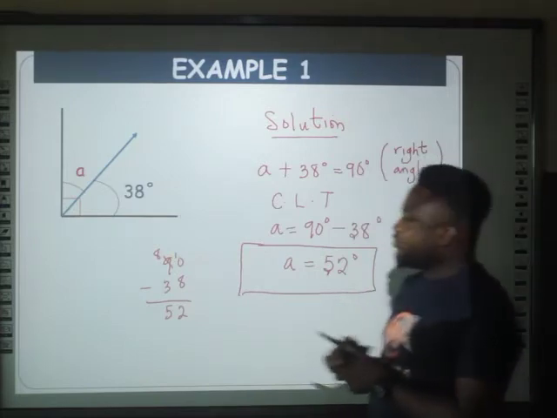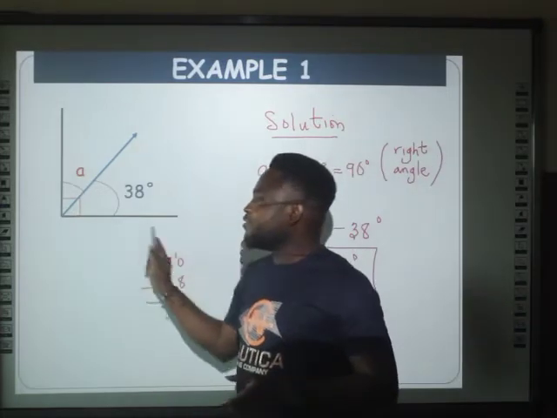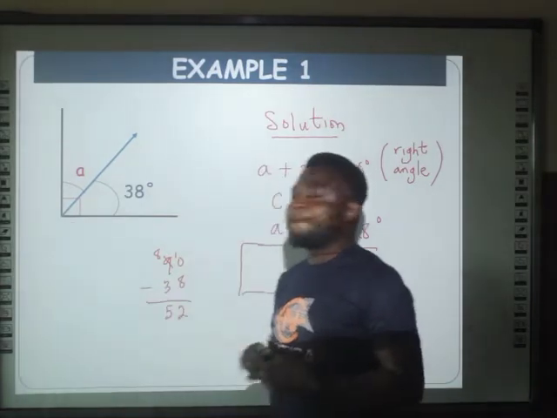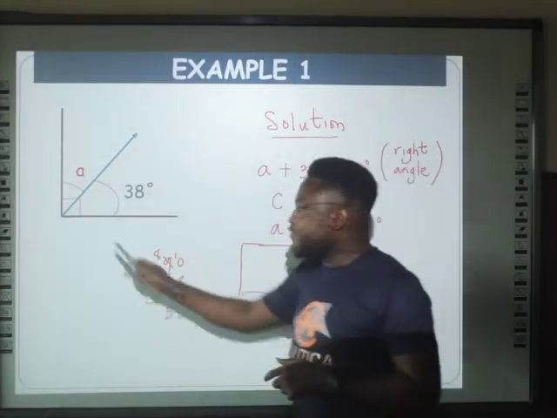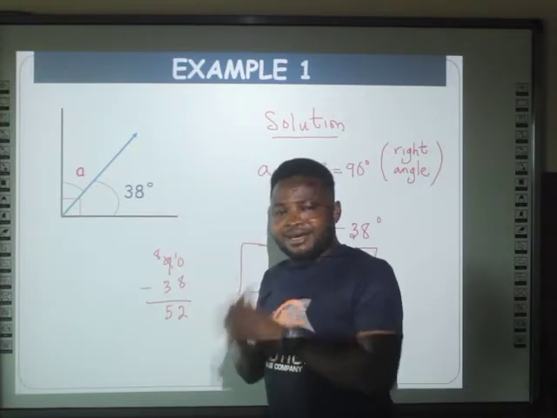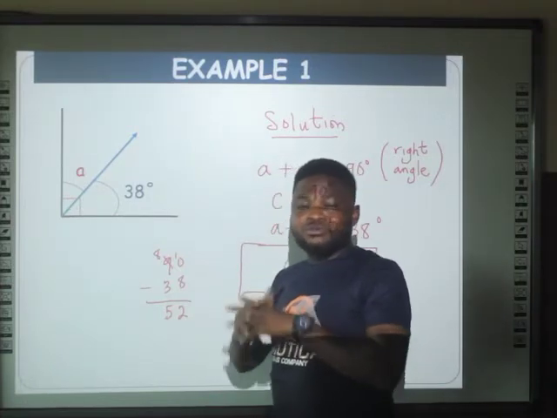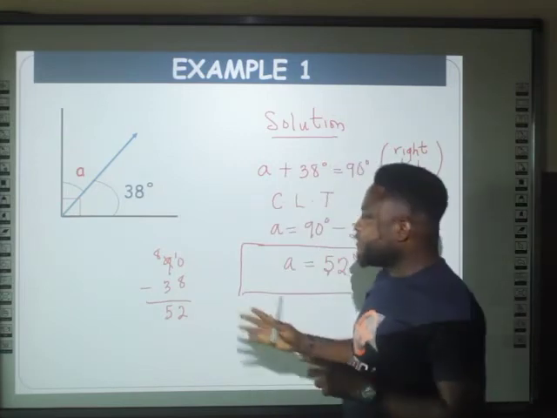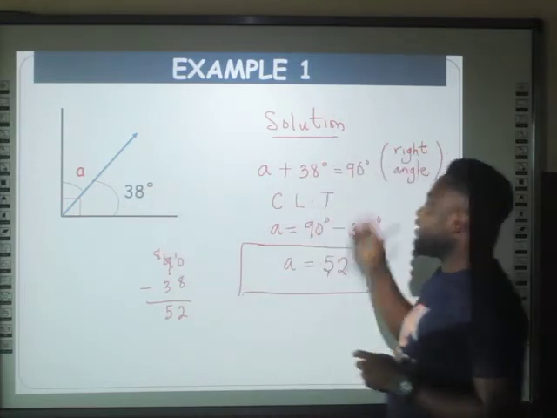You should know that this angle here is a right angle, and this is a square. Remember I told you that anytime you come across this square shape, that means it is a right angle. And a right angle is equal to 90 degrees. So that means these two angles will add up to 90 degrees.